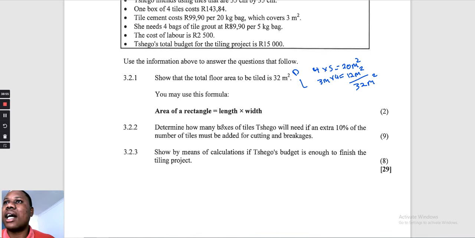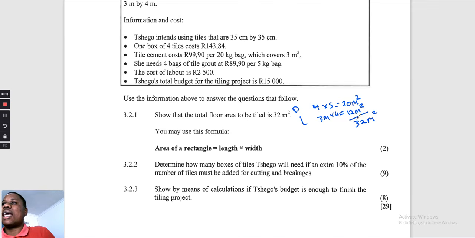3.2.2, determine how many boxes of tiles Chiro will need if an extra 10% of the number of tiles must be added for cutting and breakage. Okay, so now we're going to check. This is the area to be tiled, so we need the area of one tile. You see that the unit here is meters squared, and the dimensions of a tile are given in centimeters.